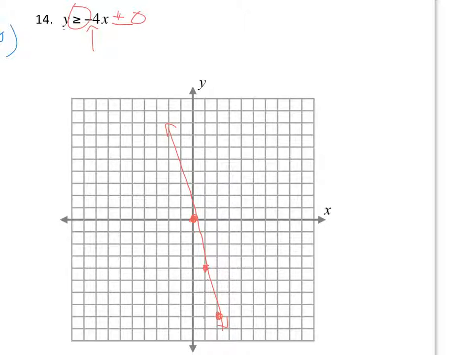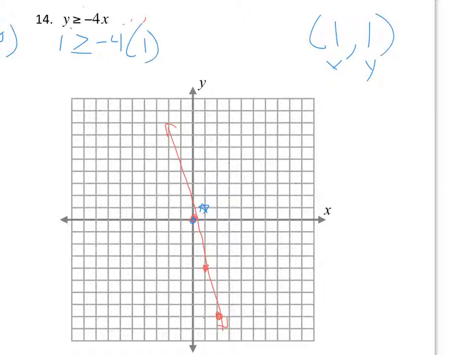Okay. My last decision that I have to make is, what side do I shade on? Normally I would pick 0, 0 as my test point. Well, that's not possible because the line goes through it. I have to pick a different point. I'm going to pick 1, 1 as my test point. I can pick any point that I want, and I want to keep it easy. So I plug in 1 for x and 1 for y. 1 greater than or equal to -4 times 1.